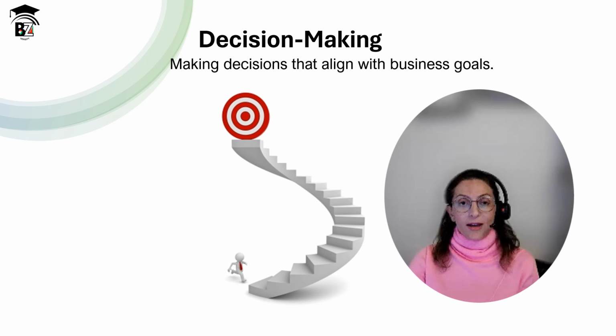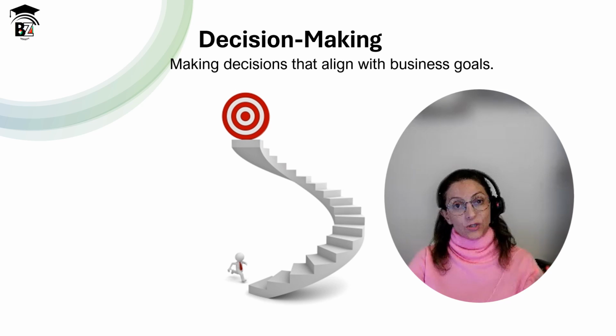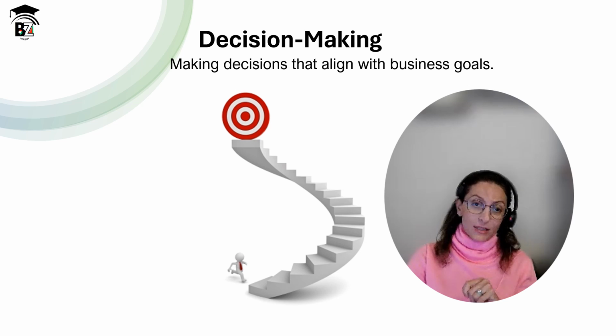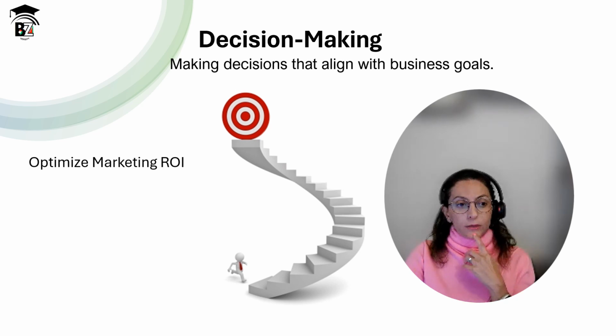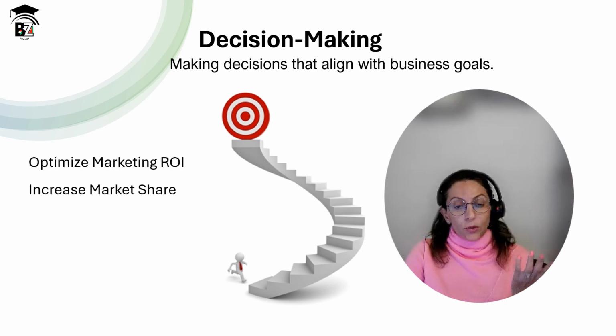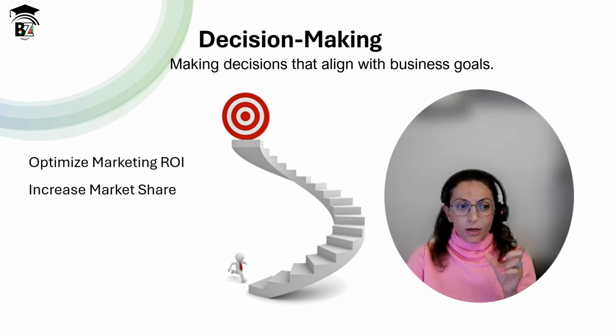Now that you have collected your data, you ran your analytics, and you were able to see some insight and trend of the data, you understand what the data story is telling you, it is time for you to make a decision. Those decisions should be aligned with your business goals. Example, optimizing your marketing ROI. It could be increasing your market share. Let's talk about these two for a minute.